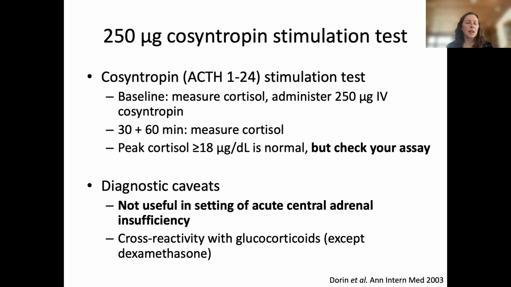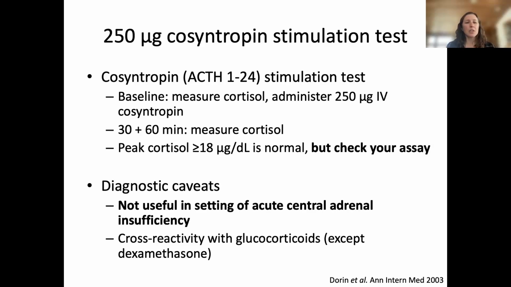The diagnostic caveats of the cosyntropin stimulation test are important to understand. The first, and potentially most important, is that the cosyntropin stimulation test is not useful in the setting of acute central adrenal insufficiency. This is because the cosyntropin stimulation test is testing only the ability of the adrenal glands to respond to cosyntropin, and it's not interrogating the entire HPA axis.